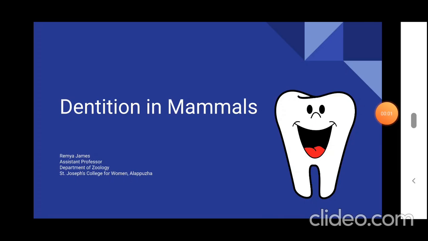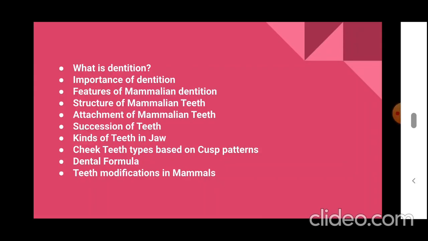Dear students, we will move on to the second session of dentition in mammals. In the last session, we discussed what is dentition, importance of dentition, features of mammalian dentition. Again, what aspects are left to be discussed are structure of mammalian teeth, attachment of mammalian teeth, succession of teeth, kinds of teeth in jaw, cheek teeth types based on cusp patterns, dental formula, teeth modification in mammals.